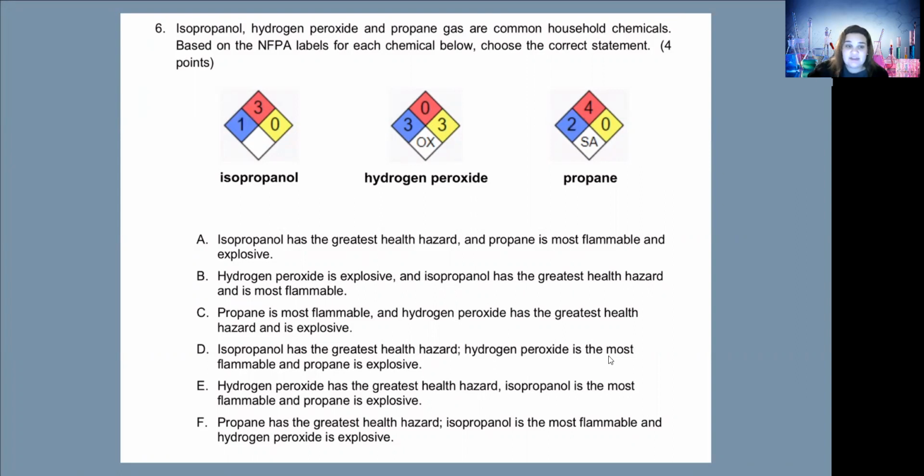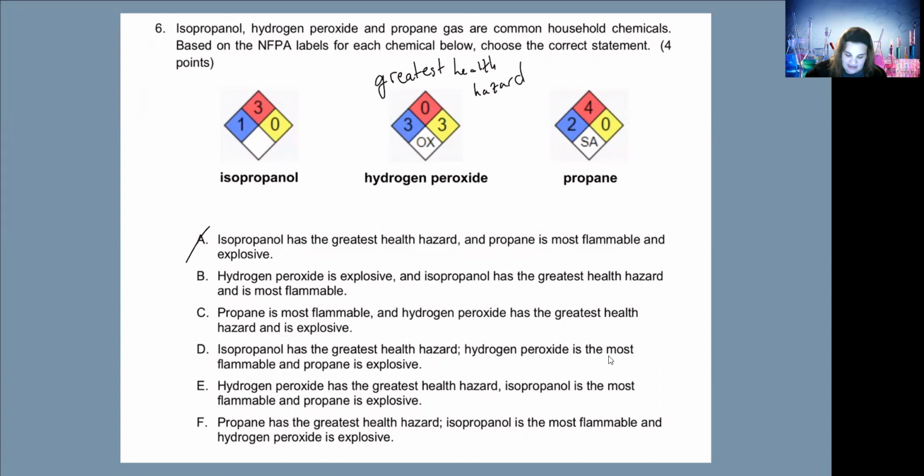Choice A says isopropanol has the greatest health hazard. Well, health hazard is blue. So who has the greatest health hazard? Hydrogen peroxide. So I'm just going to write a little note. Greatest health hazard, just so I don't forget that. So A is out.